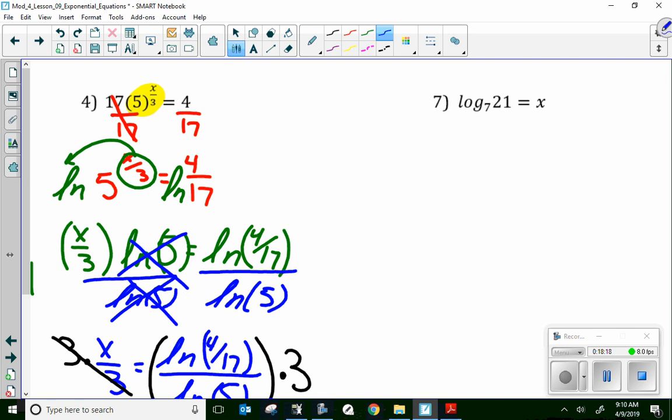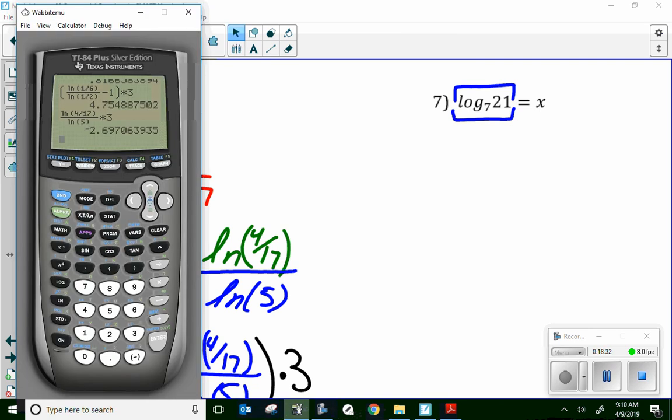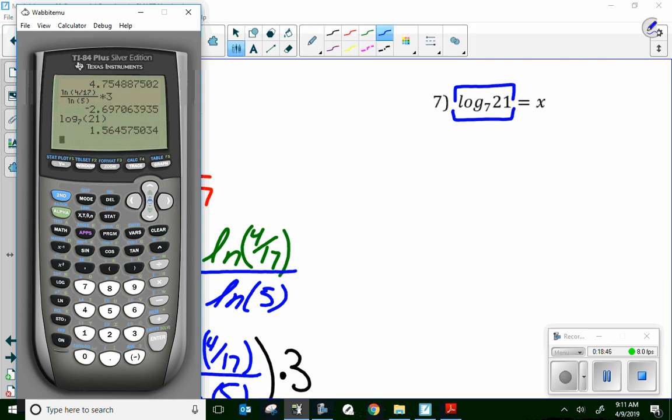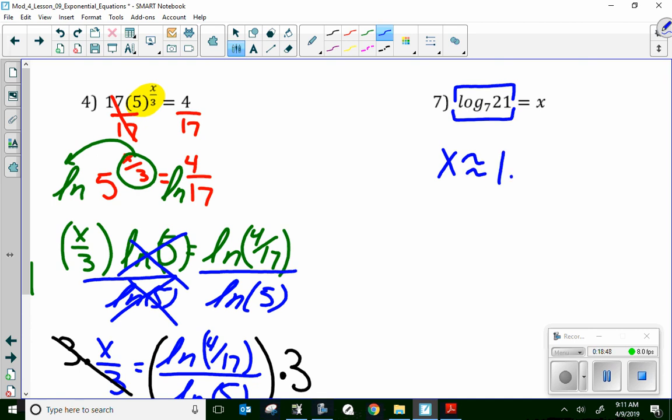What does x equal? X equals log base 7 of 21. I'm just going to put this in the calculator. Don't get crazy. You already have x alone on one side. X equals the log base 7 of 21. So I'm going to hit alpha, window, and pick choice 5 where it says log base 7 of 21. I hit enter. Get 1.565. So x is approximately 1.565. That was a gimme.